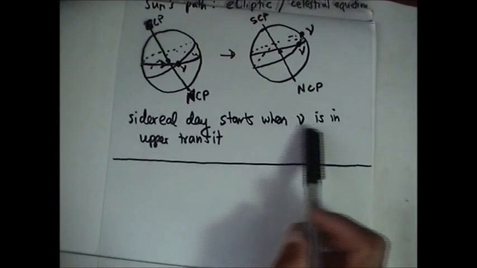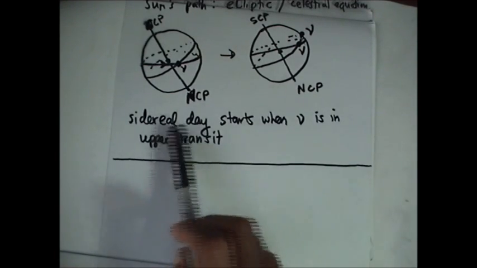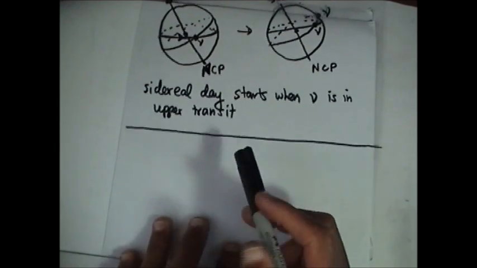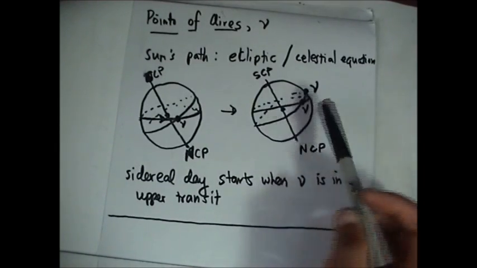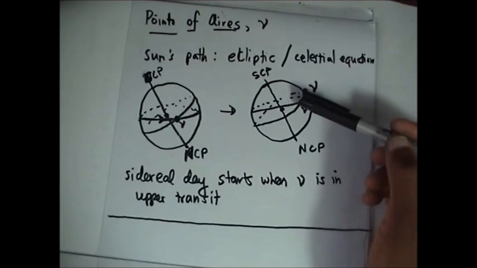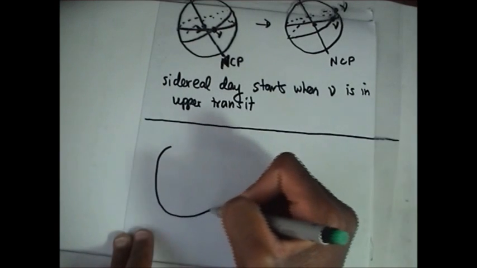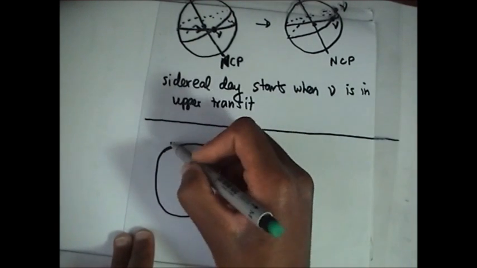Here we just defined what a sidereal day is. It starts when V is in upper transit. So let me draw a new diagram. I'm not going to draw the ecliptic, because we know that V is just on the celestial sphere as well. So I'm just going to draw the celestial sphere and not the ecliptic.